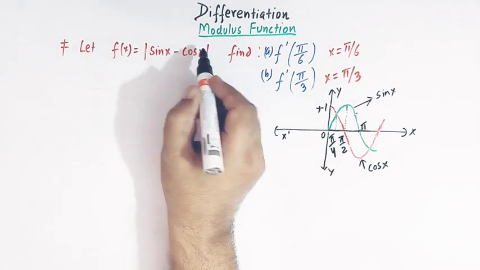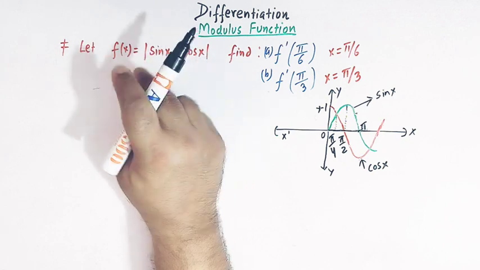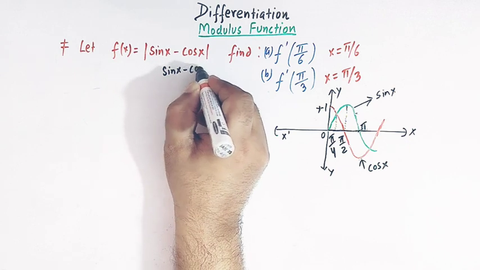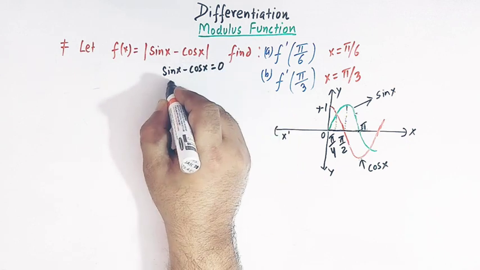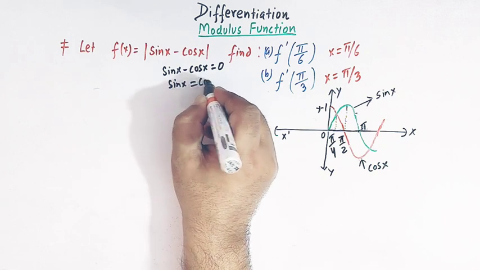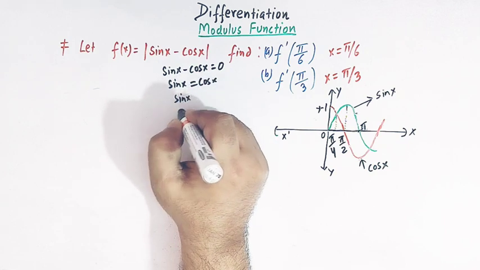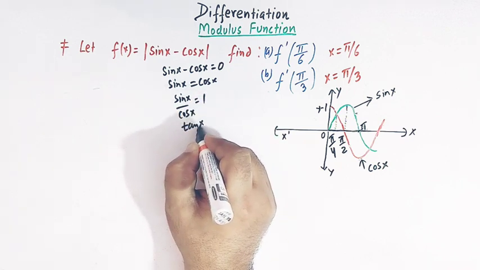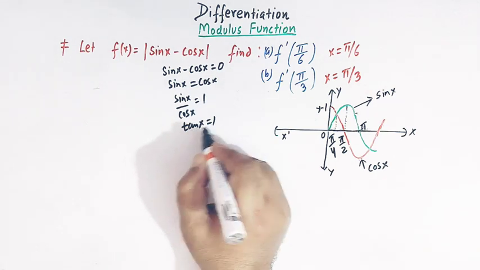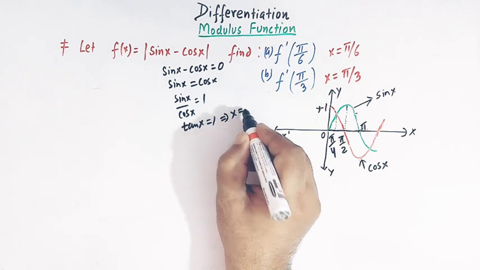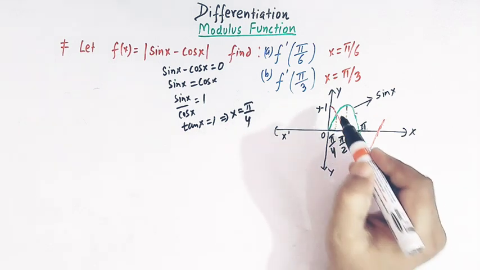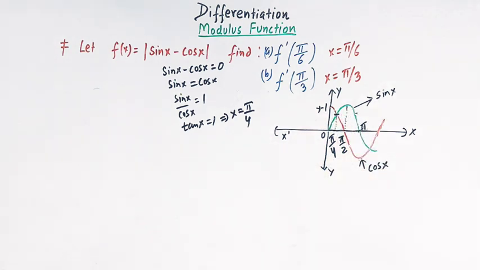So when we take this term which is inside the mod function symbol equal to 0, that is when we take sine x minus cos x is equal to 0, we get sine x is equal to cos x, and this is sine x over cos x is equal to 1. So this is tan x is equal to 1, right? And tan x is equal to 1 implies that x is equal to pi by 4, right? So here we have this point pi by 4, which is the intersection of sine x and cosine x.